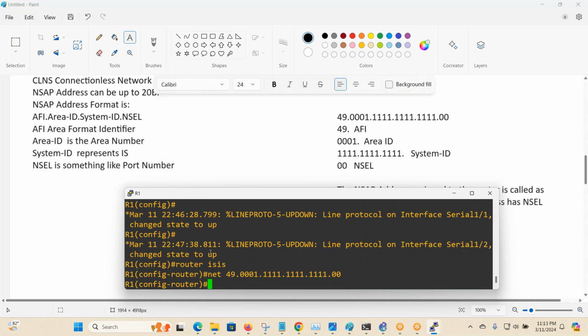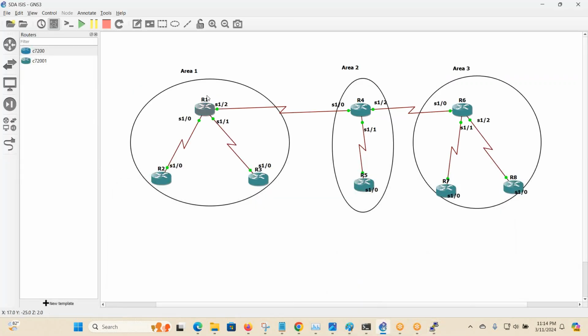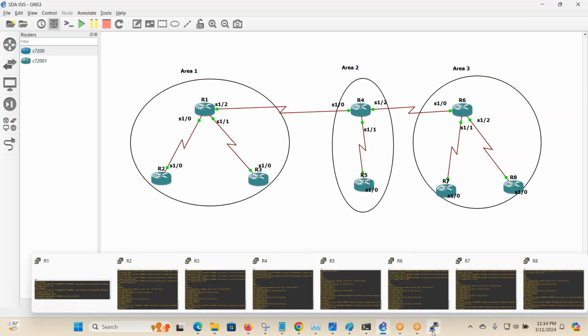By default, each IS type is level 1, level 2. It means all the routers will establish level 1 and level 2. R1 is involved in inter-area routing and intra-area routing, so it has to be L1, L2. These L1, L2 routers are making the backbone. If you have only an L2, that will be part of the backbone as well. L2 and L1-2 routers collectively form the backbone. L1 routers are used for the distribution network.